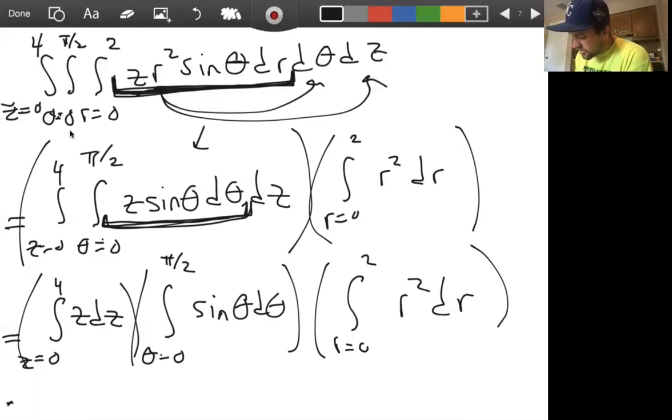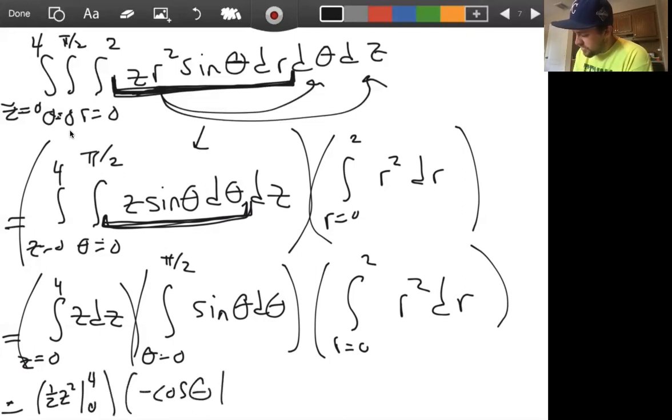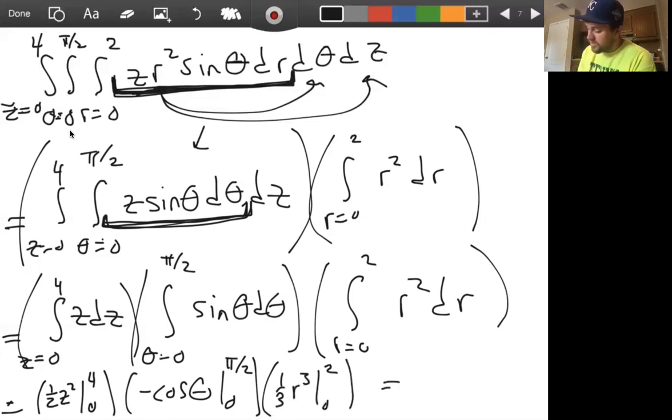Now this is a lot easier to evaluate. This is then 1/2 z squared from 4 to 0 times negative cosine theta from 0 to pi over 2 times 1/3 r cubed, r goes from 0 to 2, and you can see immediately that we'll get 64/3 again, right?